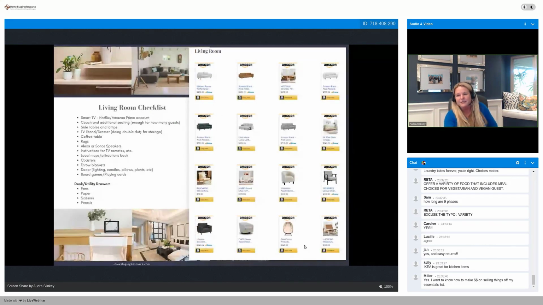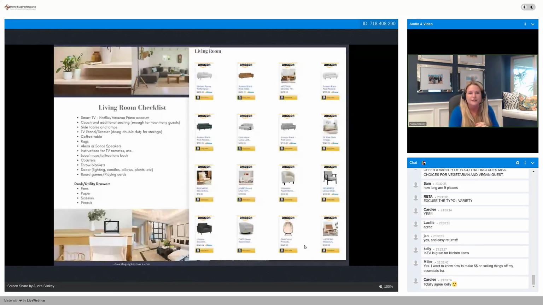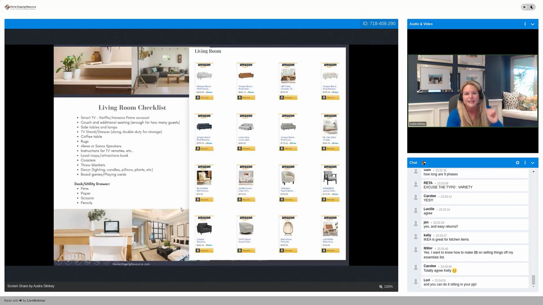Yeah, Miller, just become an Amazon affiliate. It's very easy. I talk about it in the training, but there are a lot of good things on Amazon, and we've sourced a lot of them already for you, so you can just make it your affiliate link and away you go. So here's the living room and the bedroom.